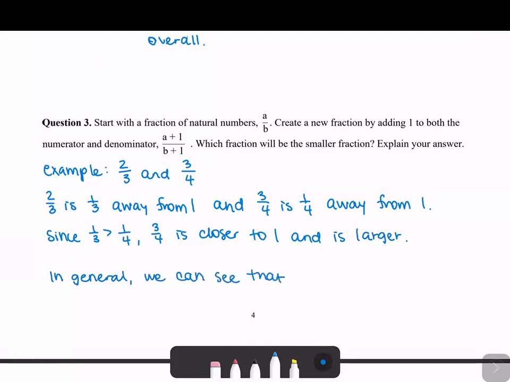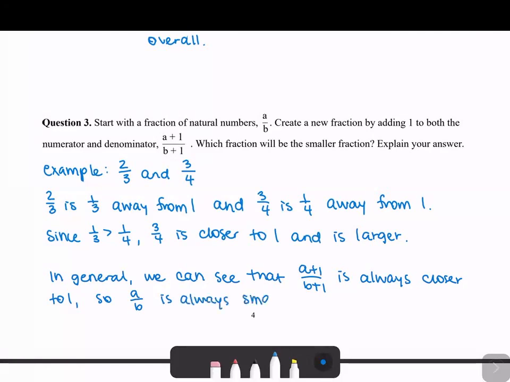that a plus 1 over b plus 1 is always closer to 1. So a over b is always smaller.